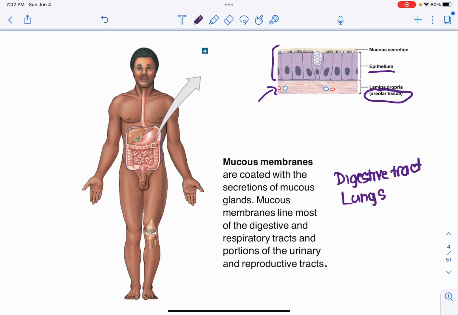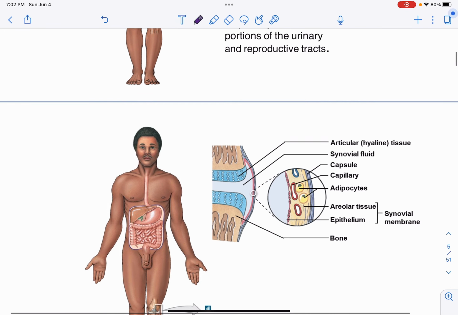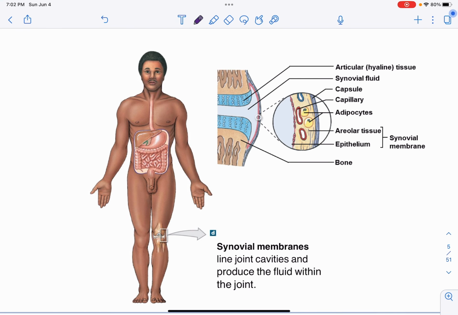And then the third type of membrane are called synovial membranes. And we're actually going to spend a lot more time talking about synovial membranes when we talk about joints, because these types of membranes surround some of our very movable joints, and they secrete a fluid that lubricates the joint. So again, we're going to talk more about that when we get there, but the point is still the same, that what makes up this membrane is that there is an epithelium, and then deep to that, there is areolar tissue.